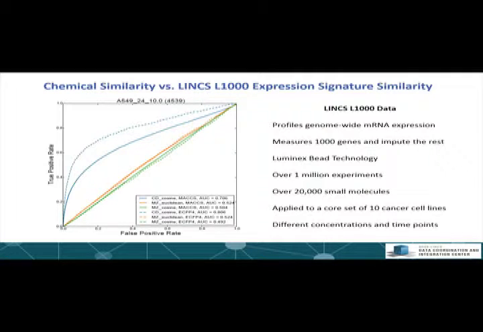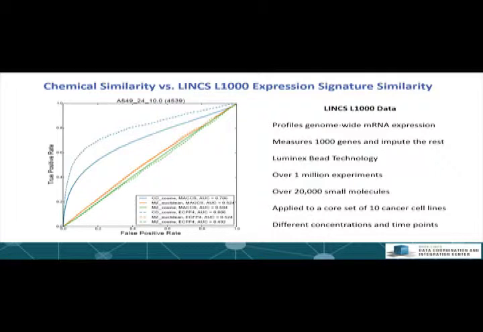They measure the expression of 1,000 genes and then impute the rest. Those 1,000 genes were selected in a way that they will be the most informative, or most orthogonal, genes that can tell you the expression of the rest. And the expression is measured by a Luminex bead technology. It's similar to microarrays, and it's very cost effective.